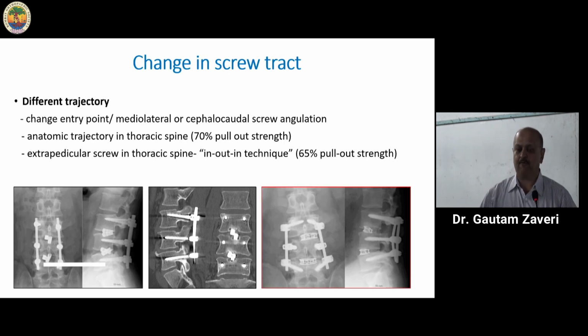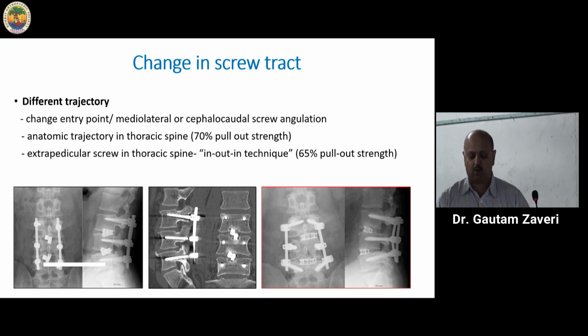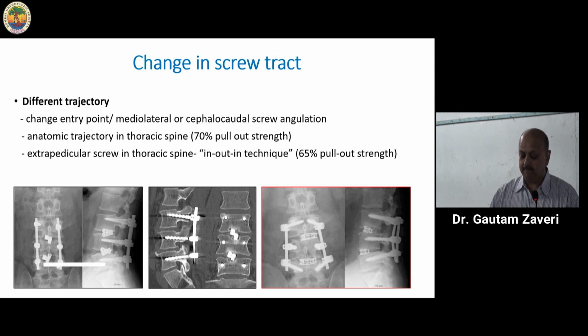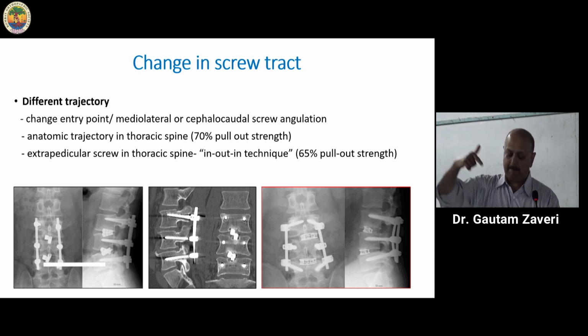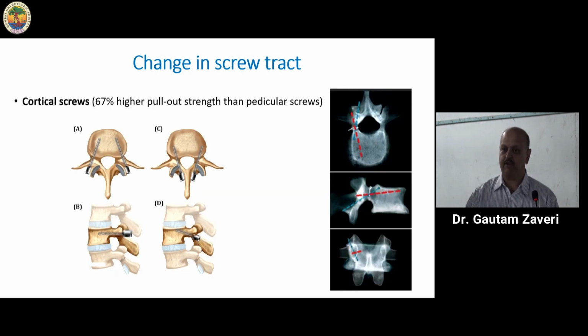The next thing, of course, is to change the screw tract. You can start with a different entry point if it's possible. You can go more medially, more laterally, more cephalad, caudad, depending on what you want to do and what is available. In the thoracic spine, if you've gone by the standard straight-in technique, you can change the technique and go via an anatomic trajectory which goes up from the cephalocaudad direction. Or you can go via the in-out-in technique, which is extrapedicular, which will also help you to improve the bone grip.